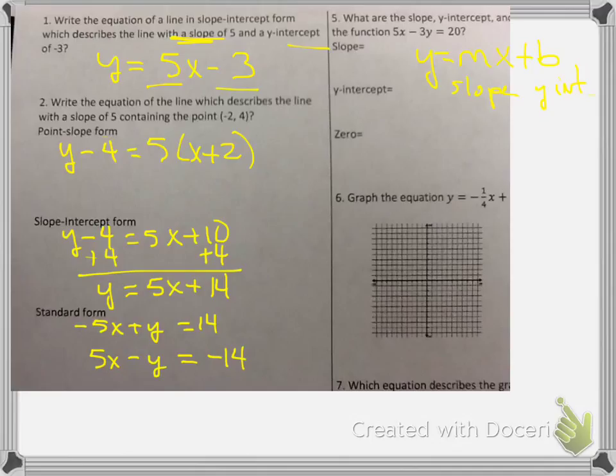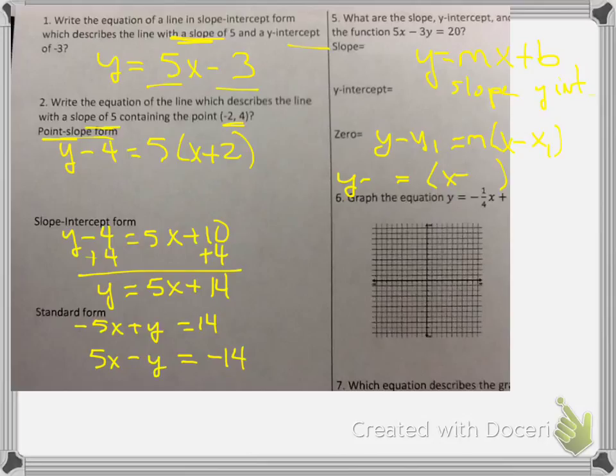Point slope form, again, starts off as y minus y1 equals m parentheses x minus x1. Keep in mind, you're just putting numbers in place of the y1, the m, and the x1. Y with y, x with x, slope in the middle. So notice here, that's what I've done.